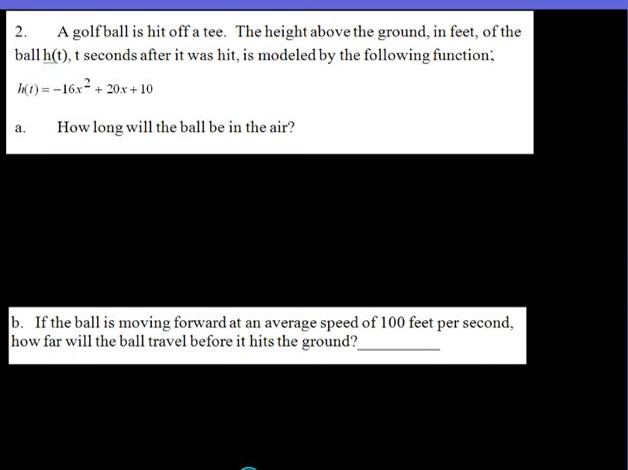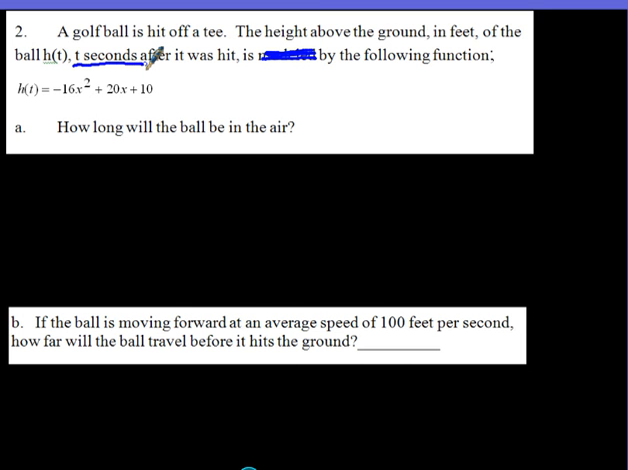Second question has 2 parts. A golf ball is hit off a tee, and the height above the ground in feet of the ball, h of t, t seconds after it was hit, is modeled by the following function, h of t equals negative 16t squared plus 20t plus 10. Okay, how long will the ball be in the air? How long? T seconds. I'm solving for t.